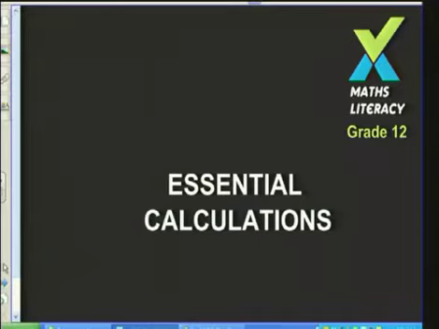Today we are going to be dealing with essential calculations, basically paper 1 type calculations, but they will come up in paper 2 because they are the essential calculations. Let's go through our checklist and see what you actually need to know by the end of the session.